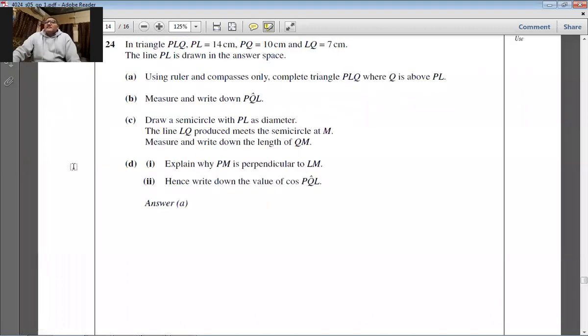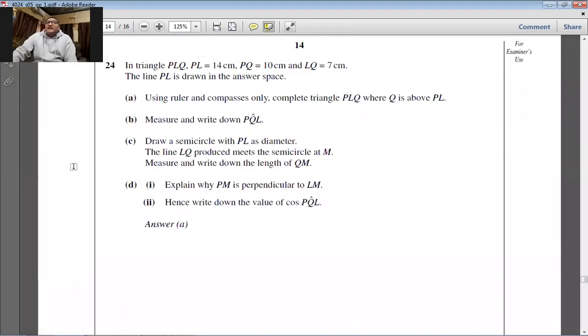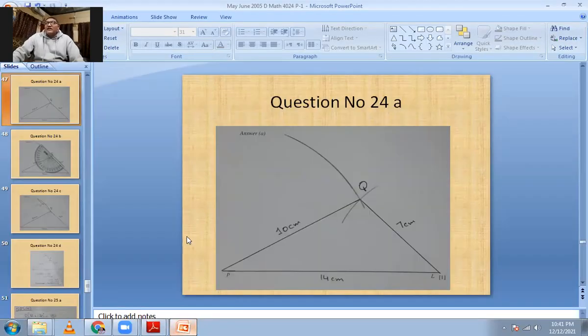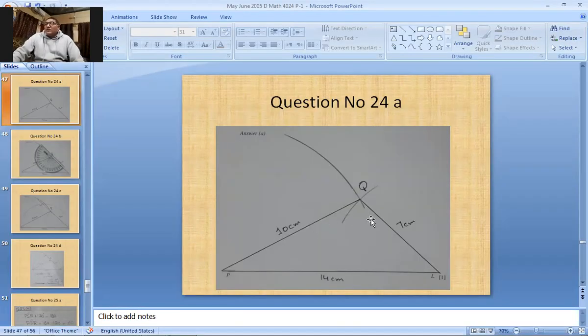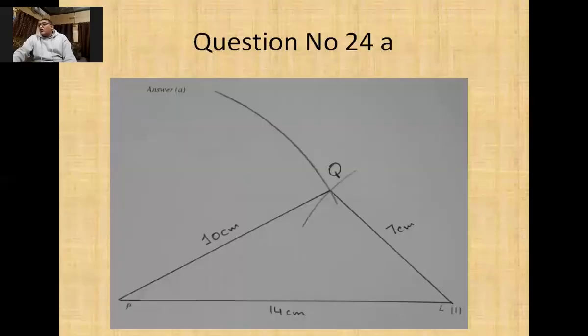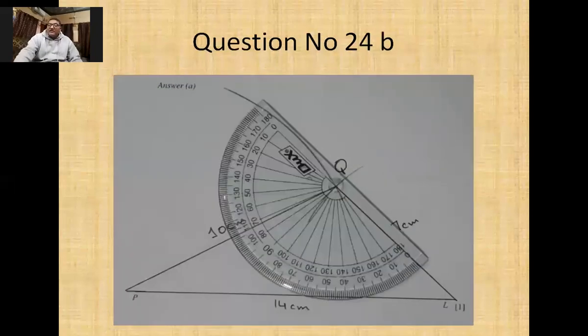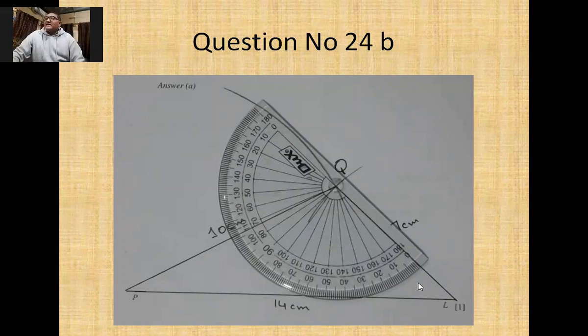In the next part, he says, measure and write down the angle PQL. We want to measure this angle PQL. So let me show you how this is measured with the help of the protractor. You will put your protractor in this way. You can see that the crosshair is on the Q. The zero of this protractor on one side is on this L side.